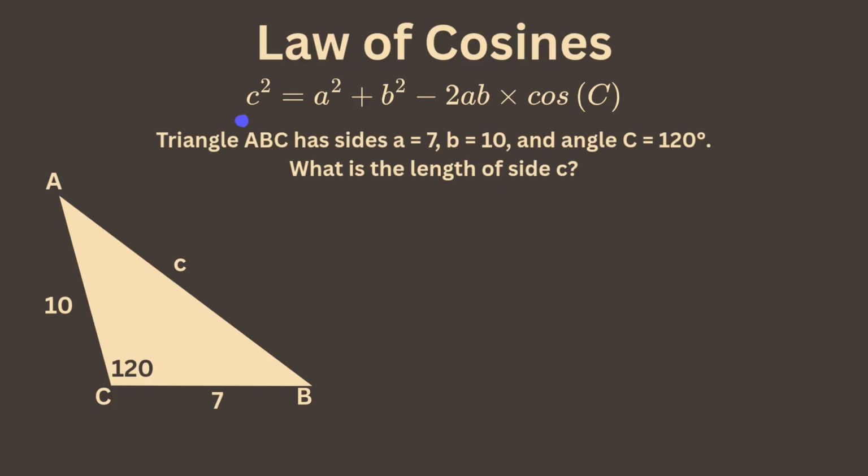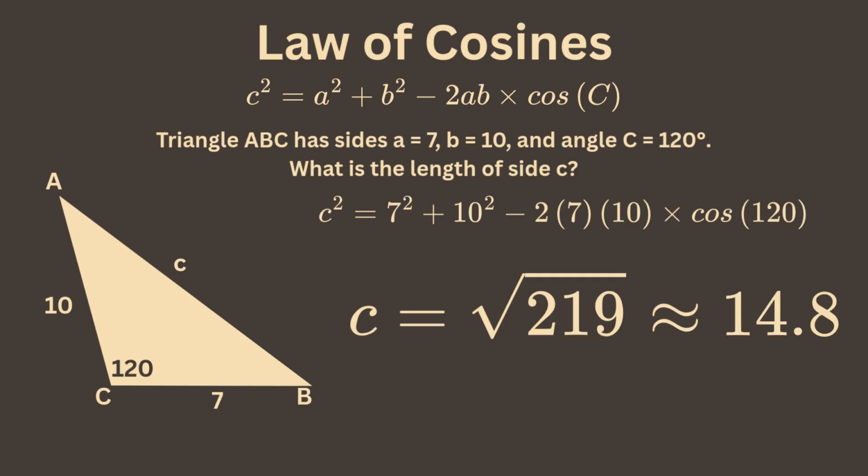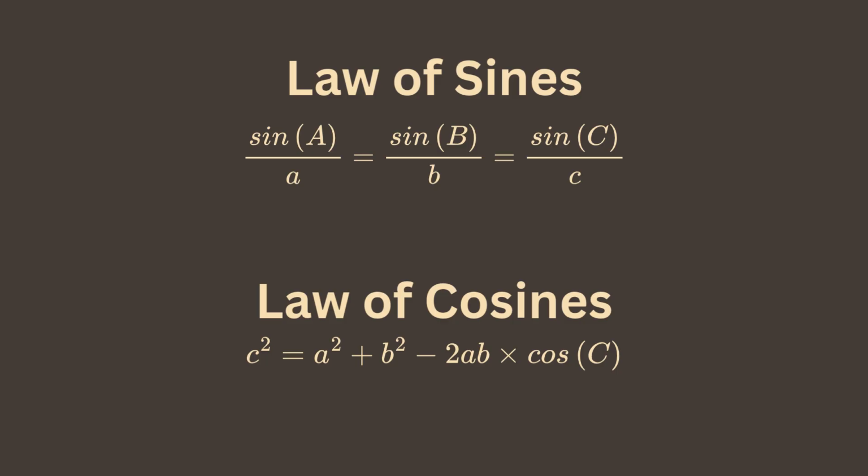The law of cosines. c squared is equal to a squared plus b squared minus 2ab times cosine of C. We plug in and get that c squared is equal to 7 squared plus 10 squared minus 2 times 7 times 10 times cosine of 120. Now we compute, we get c is equal to square root of 219, which is around 14.8. The law of sines and cosines look very intimidating, but really it's all about just knowing the formula and plugging in some numbers. Once you understand that, it's really not that difficult. And as a bonus, remember if you're taking the SAT, you probably won't have to worry about it.